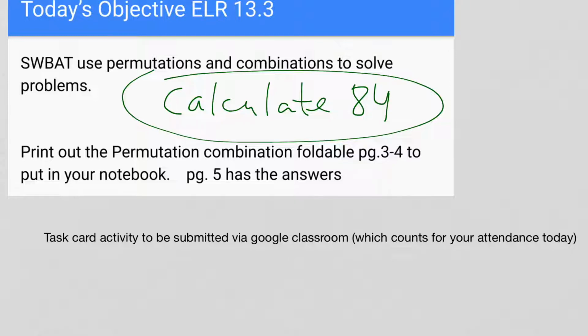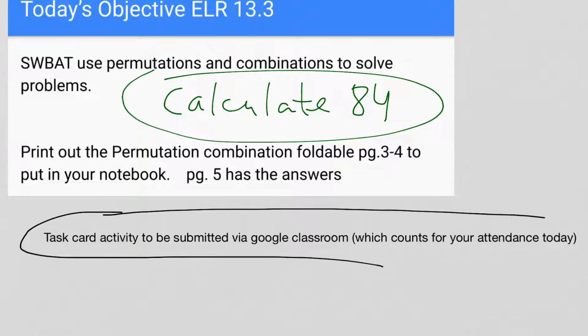And then, besides doing the foldable in your notebooks and the notes, you will be doing this task card activity that is also a PDF in the agenda for today. So you'll be taking a look at that. You'll be submitting 10 out of the 16 there via Google Classroom, which is going to count for your attendance for today.